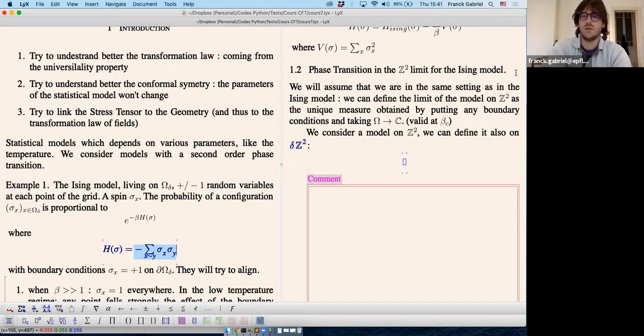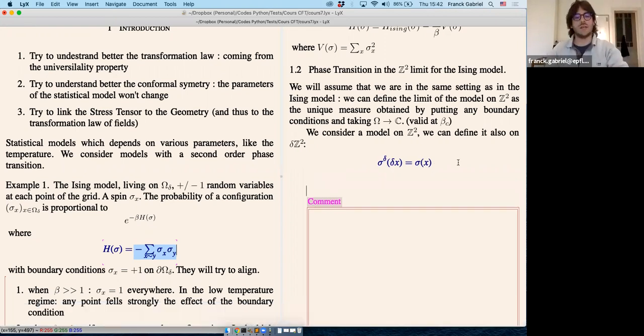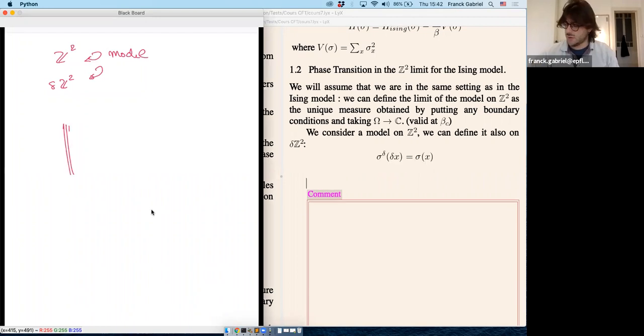Well, what I just need to do is, if I have delta of x, I just say it's sigma of delta x. Okay, so that's a scale. I scale really everything. Okay, so I can actually consider the model now on a finer grid.